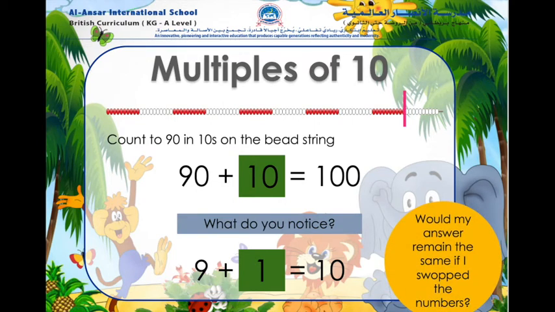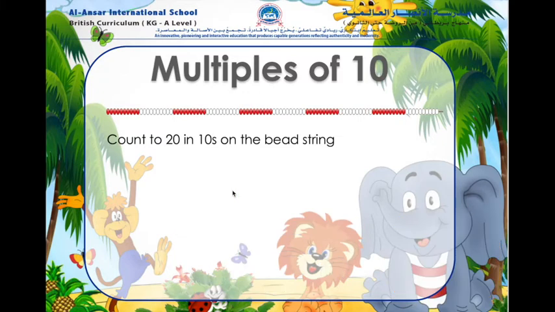Now, do you think our answer will remain the same if we swap the numbers? Yes, if you swap the numbers and you put 10 here and 90 here, your answer will still remain the same because we are doing addition. It doesn't matter where we put the numbers over here. Now, let us look at the next one.